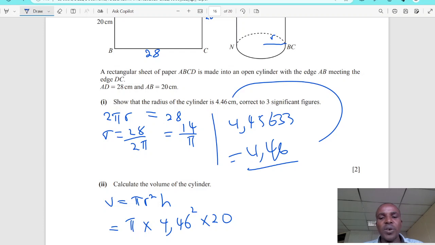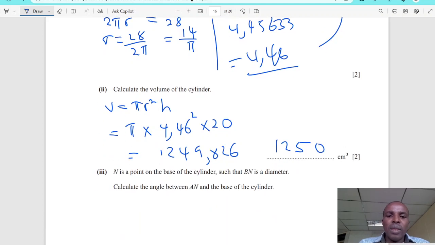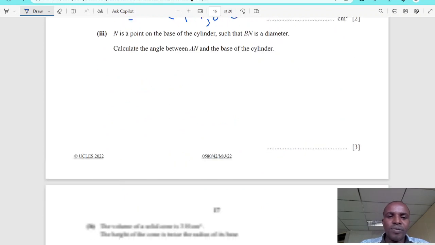So if you punch in your calculator, it will be pi times 4.46 squared times 20. You get 1249.826. To three significant figures, 1250. Just like this. Right.